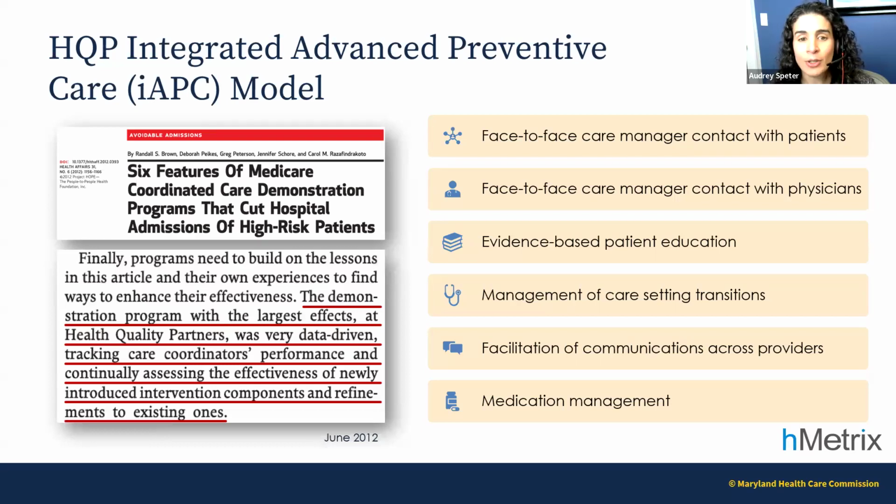On the right side of the slide here, these are the 6 tenets that Mathematica have identified to be the best practices for these population health initiatives. You need to have face-to-face care manager contact with patients. You need to have face-to-face care manager contact with physicians. Evidence-based patient education, management of care setting transitions. You need to facilitate communication across providers, and you need to have medication management. Data has a really nice home in all of these to be able to support these initiatives in one way or another.